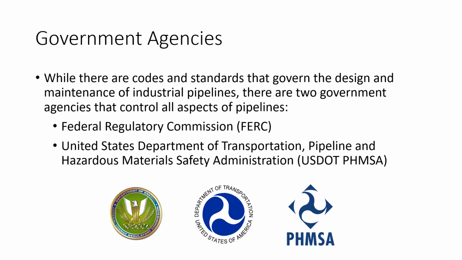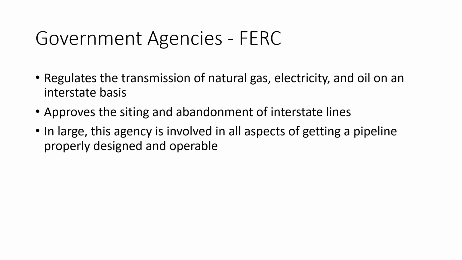While there are codes and standards that govern the design and maintenance of industrial pipelines, there are two government agencies that control all aspects of pipelines: the Federal Energy Regulatory Commission, FERC, and the United States Department of Transportation Pipeline and Hazardous Materials Safety Administration, USDOT PHMSA. The FERC regulates the transmission of natural gas, electricity, and oil on an interstate basis. They also approve the siting and abandonment of interstate lines. By and large, the FERC is involved in all aspects of getting a pipeline properly designed and operable.